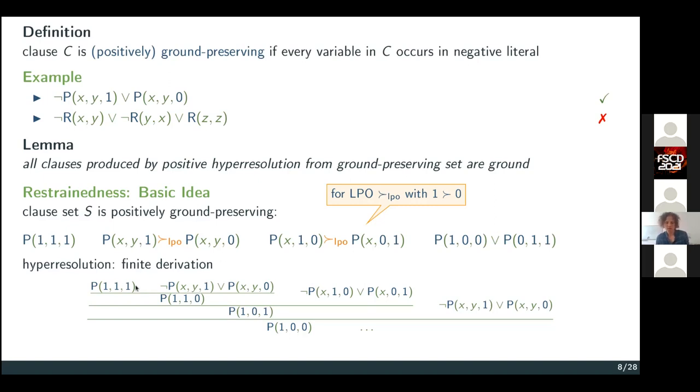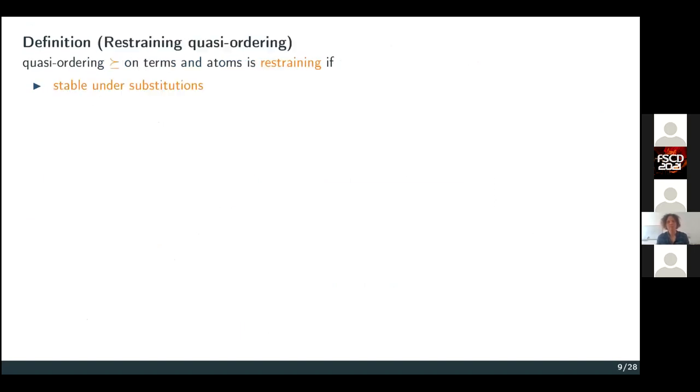And this seemed to cause this decrease of the clauses that we generated. So this is the basic idea of restraintness. But now I will make this formal. So a restraining quasi-ordering is a quasi-ordering on terms and atoms that has three properties. First, it's stable under substitutions. Second, the strict part of this ordering is well-founded. And finally, we demand that the equivalence relation induced by this quasi-ordering has equivalence classes that are finite.